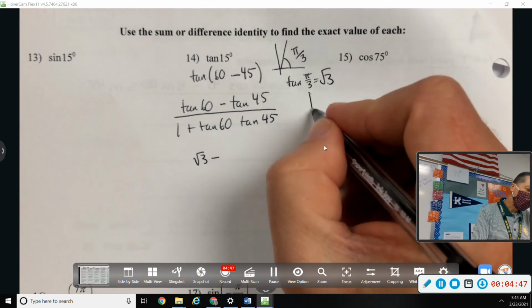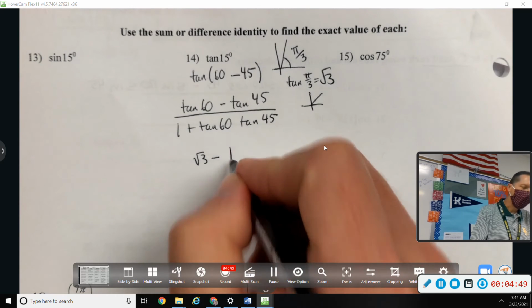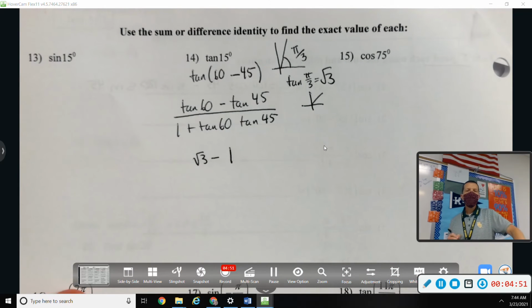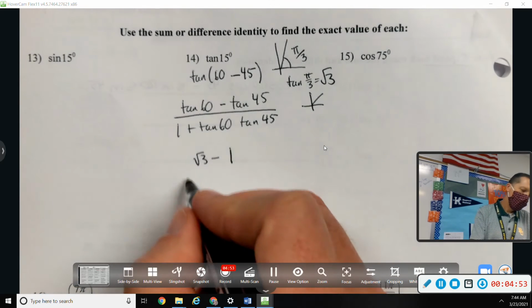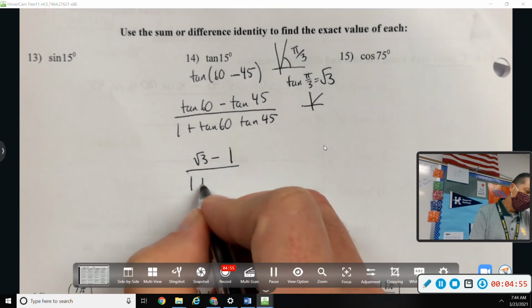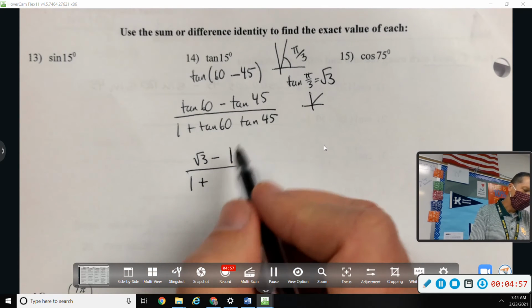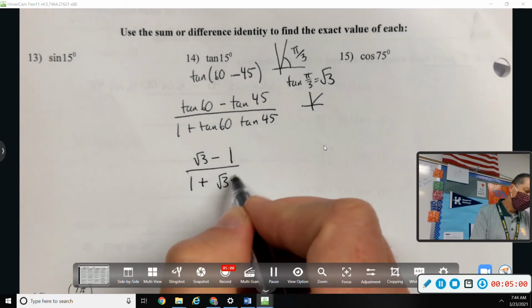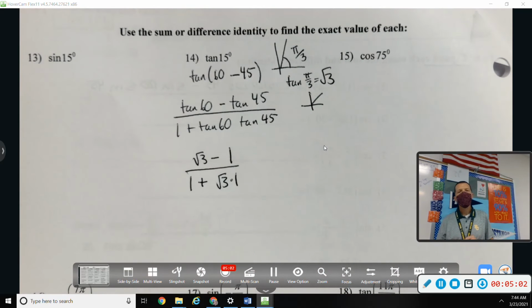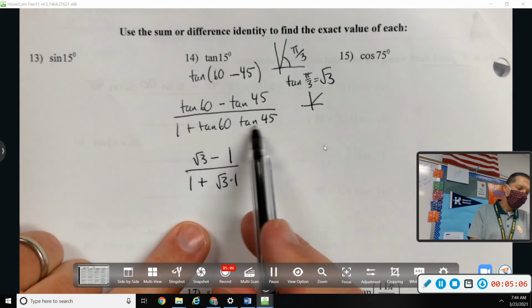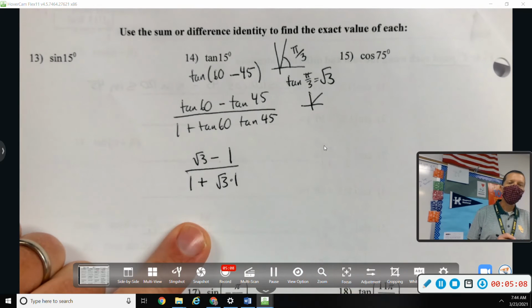Tangent of 45, that's the one that's right in the middle, so that's just 1. We like that one. Over 1 plus, and then it's the same values, so square root of 3 times 1. Obviously, the times 1 doesn't really do anything, but I put it there to sort of match the formula that it came from.